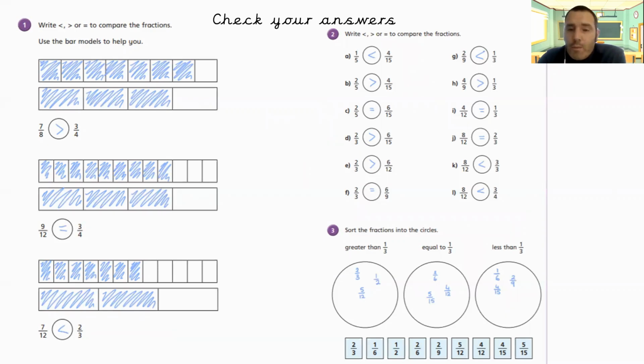Equal to a third, 2/6, 1/3 of, so 3 times 2 makes 6. 4 times 3 makes 12, so it's 4/12. 5 and 15, 5 times 3 makes 15. Also 15 divided by 3, divided by 5 makes 3, so it's equal to a third. Less than a third, we've got 1/6, 2/9, and 4/15. So we know 1/3 of 6 is 2. 1 is less than 2. 1/3 of 9 is 3. 2 is less than. We've got those there.